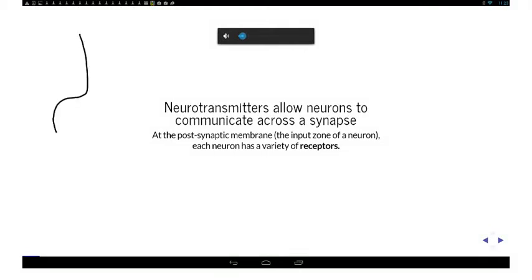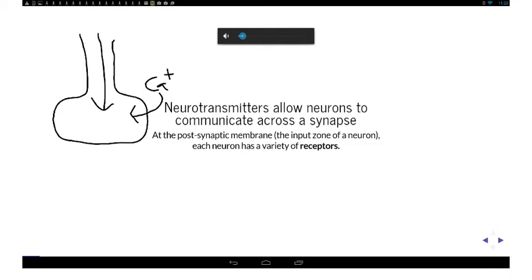Okay, so we talked last week about the output zone of one neuron, the axon terminal. Action potential travels down to the axon terminal. Calcium rushes in. We have what are called vesicles, and those vesicles dock and they release neurotransmitter into the synapse.